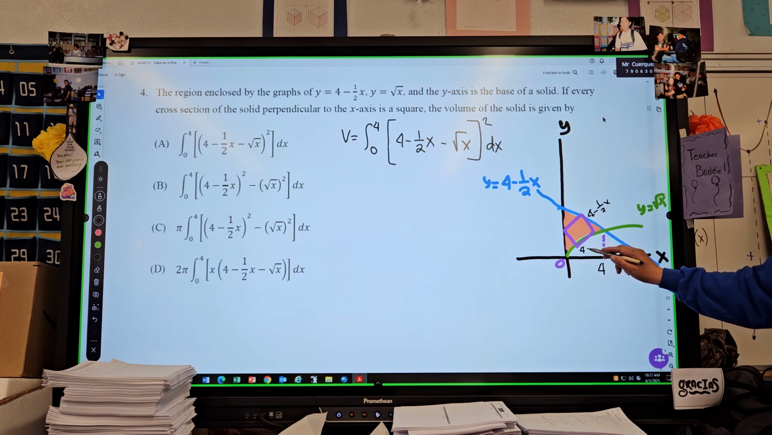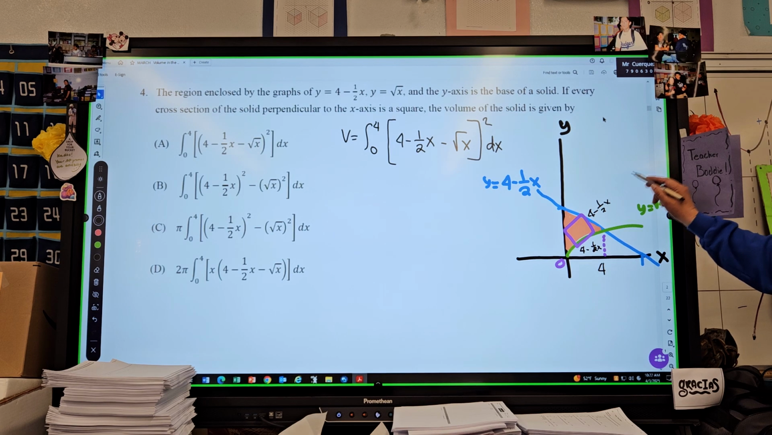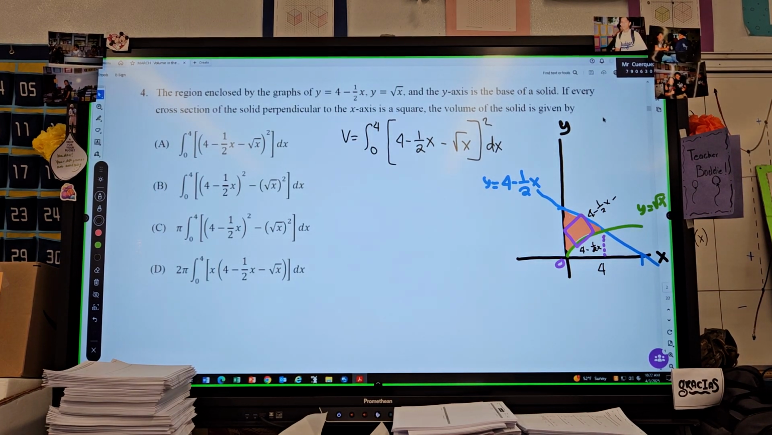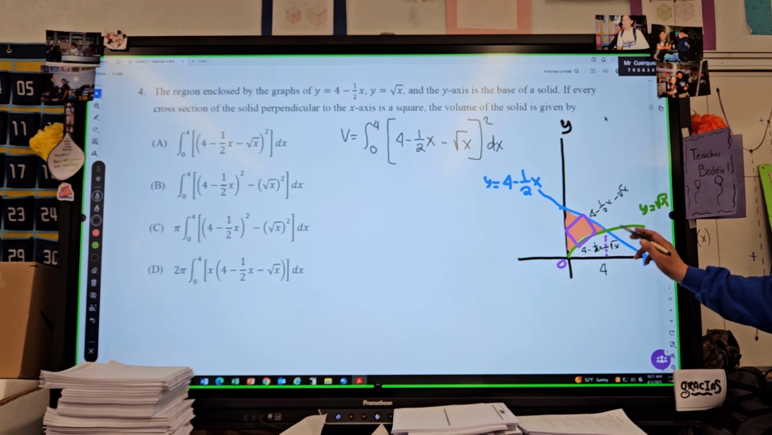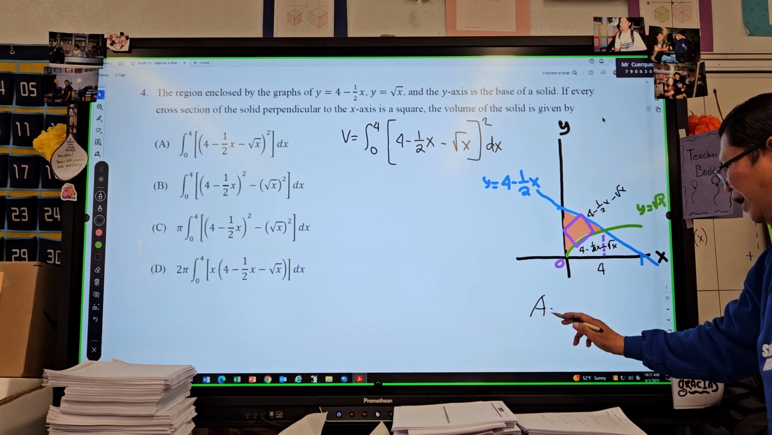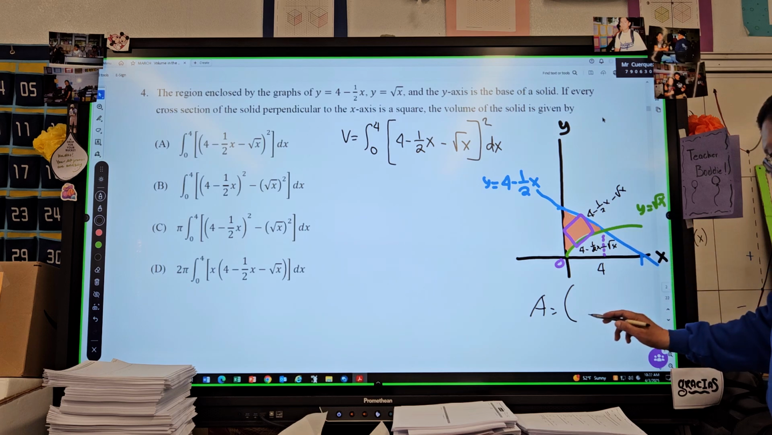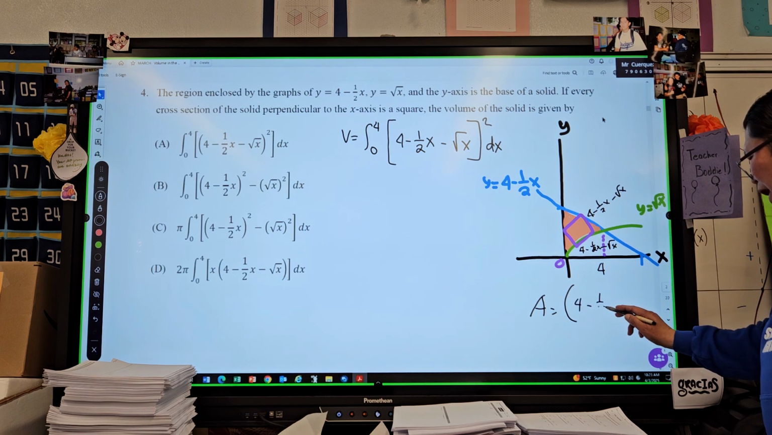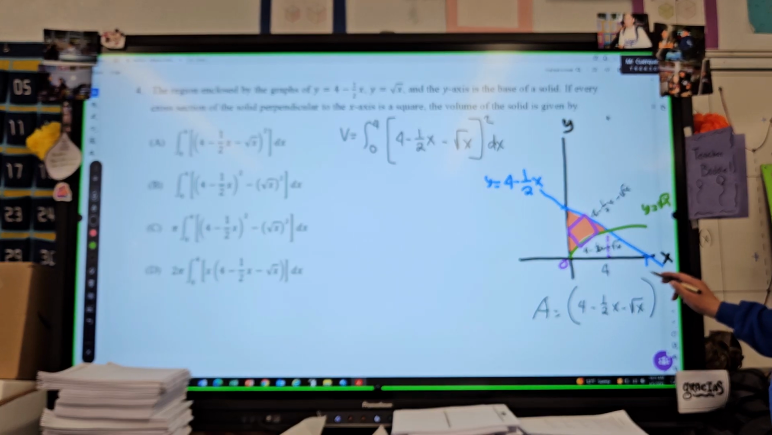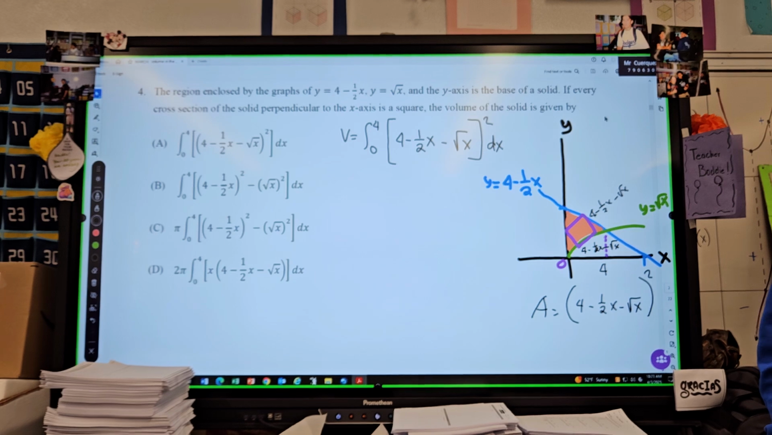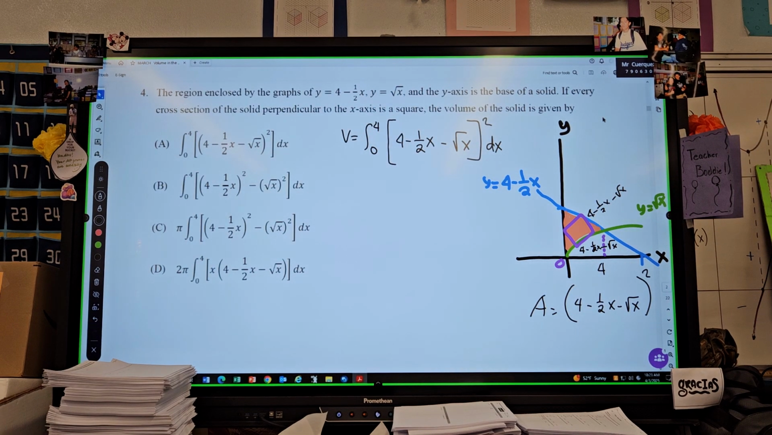And this is also 4 minus 1/2 x, but this is the upper, and then the lower limit is minus square root of x. This is square root of x, and this is square root of x. So minus square root of x. So what is the area of this? Area now is the accumulation, this one. So 4 minus 1/2 x minus square root of x, and then square. This area, right? The length times the width.